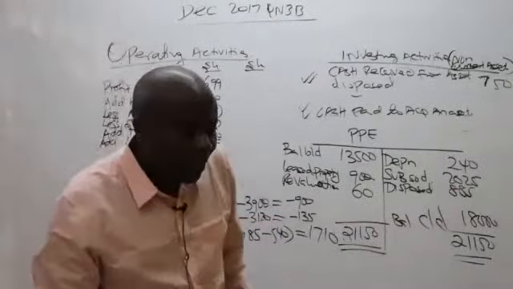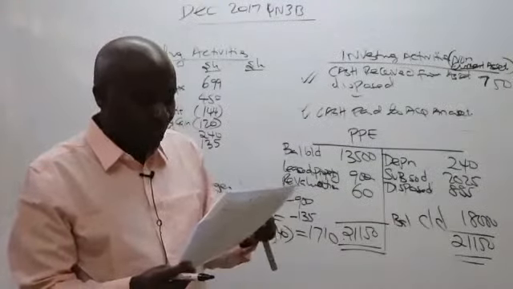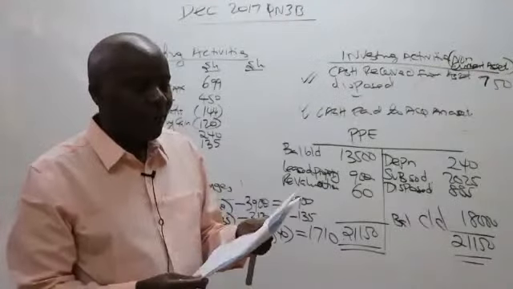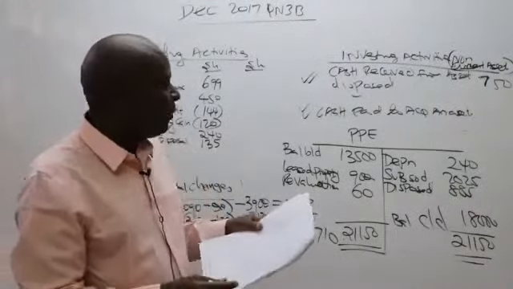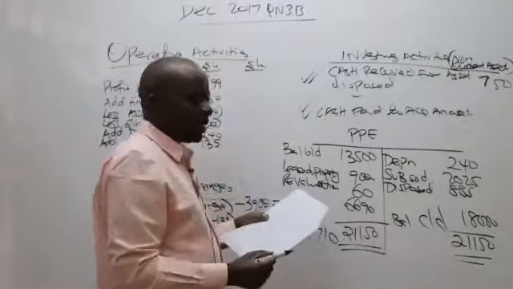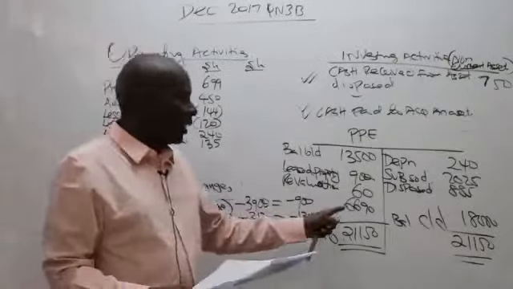Balancing figure. Revaluation amount is from where? It's from note number 6. Note number 6. So you are telling me it is 66 what here, somebody? This is 6690. So what do you think is this 6690 to us?